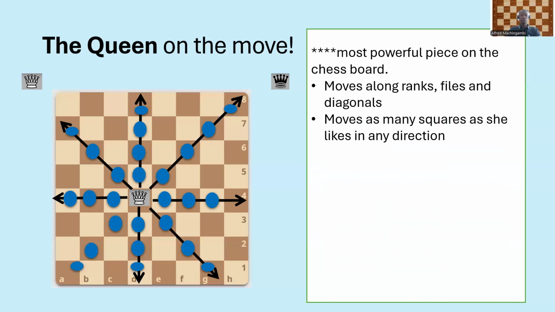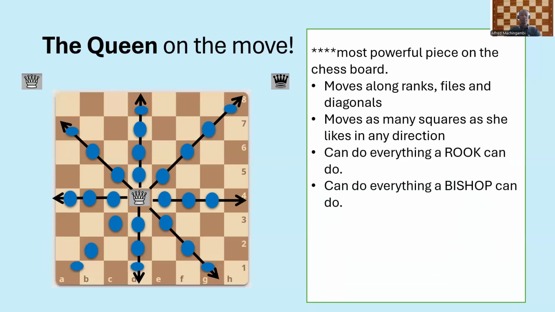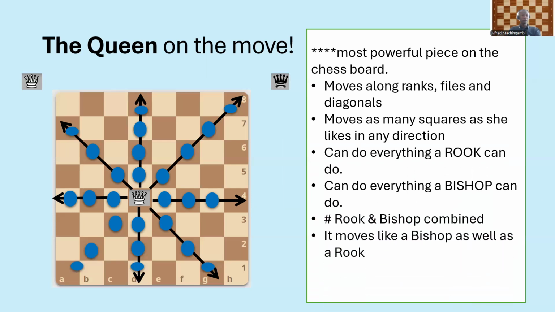So a rook and a bishop combine to make the movement of the queen. And remember, it moves as many squares as she likes in any direction. It's a long range piece. As I've already indicated in terms of the rook and the bishop, you have to combine them. You will quickly remember: it moves like a bishop as well as the rook.